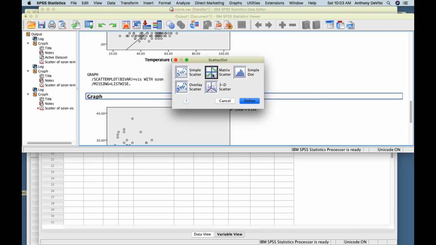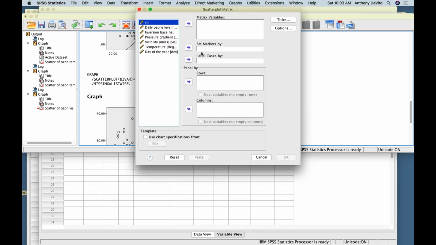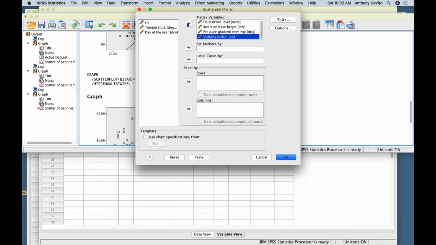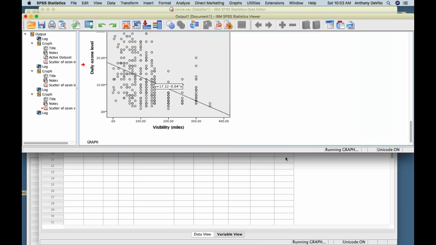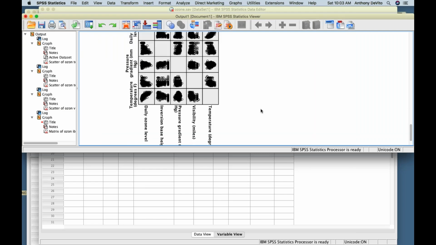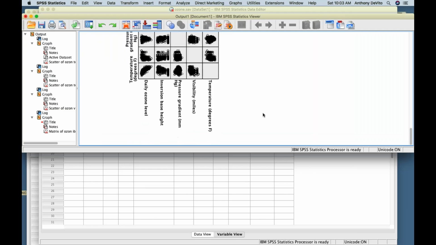Let's go into matrix. Okay, and this time I'm going to move all of my variables in here to see a number of different associations. And it's going to produce a haze of information here.